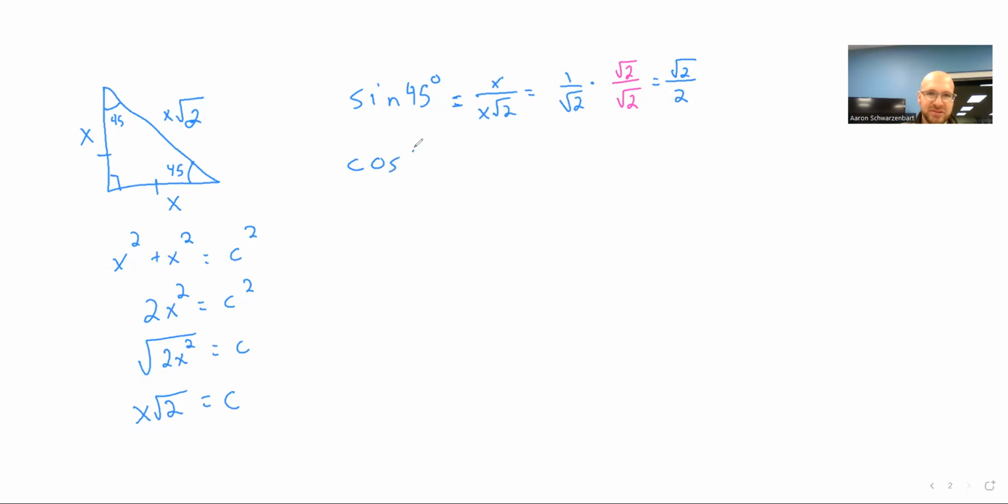Now we'll do the cosine of 45. Again, x is the adjacent, and x square root 2 is the hypotenuse. Oh, hey, I know that rationalizes to the square root of 2 over 2. I just did it above, so I don't need to do it again. The tangent of 45 is x over x. That's just 1.